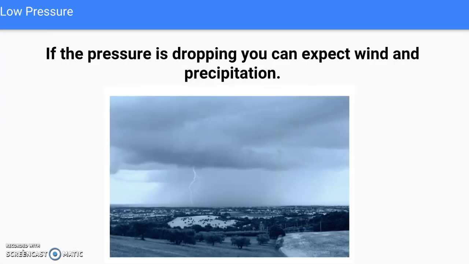As we said earlier, when air is moving from high to low pressure, it causes wind. So when pressure is dropping, you can expect wind. You can also expect precipitation for that reason, because as we move into a lower pressure area, we are going to see that low, less dense molecules rise, produce those clouds, and precipitate, as we already said.